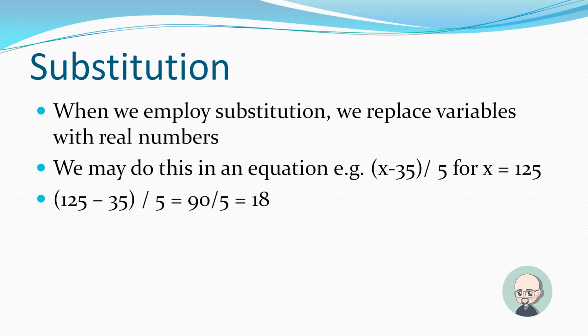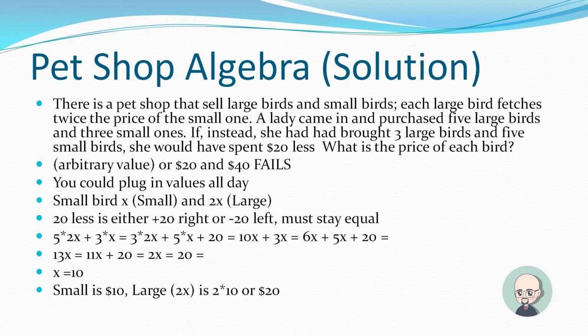I'll leave that up for a second. If you want to review it, you can press pause to stop it at any time. And again, what we did was we took the small bird value, we took a variable, x, and we figured, well, the shop sells small birds and large birds, and we know that the large bird is twice the price of the small one, so 2x.